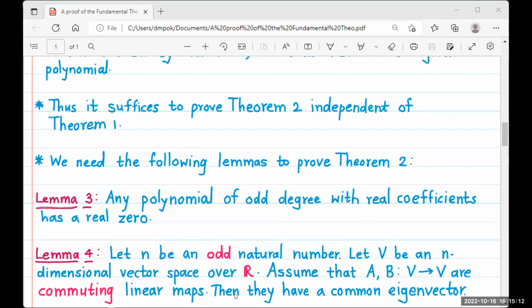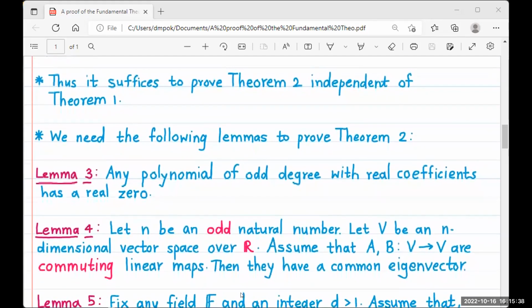That means there exists a non-zero vector v in V such that Av is equal to some lambda 1 times v and Bv is equal to some lambda 2 times v, where lambda 1 and lambda 2 are real numbers. And lambda 1 and lambda 2 may be different. We are just claiming that they have a common eigenvector, not necessarily a common eigenvalue.